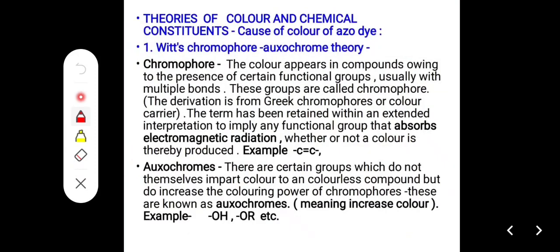Theories of color and chemical constitution, that is, the cause of color of azo dyes. The first one is Witt's chromophore-auxochrome theory. Chromophores and auxochromes are responsible for color. How? The color appears in a compound owing to the presence of certain functional groups, usually with multiple bonds, mainly double bonds. So the color appears because of compounds having many double bonds. These groups are called chromophores.